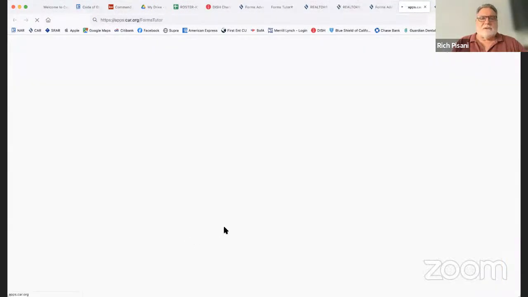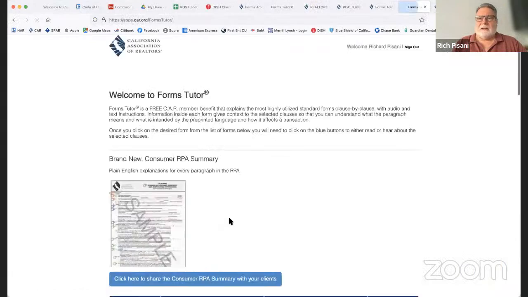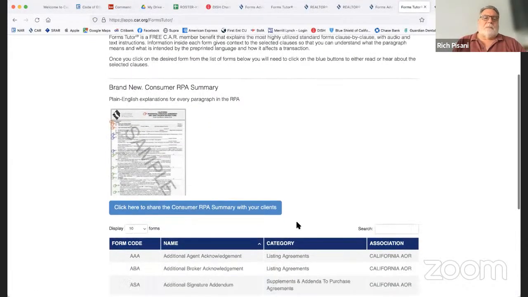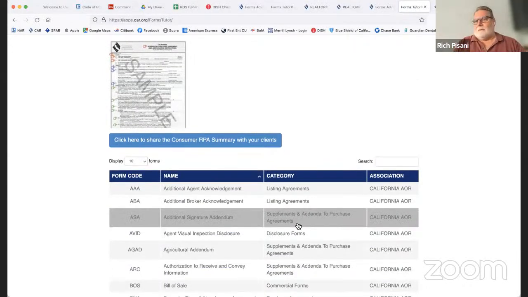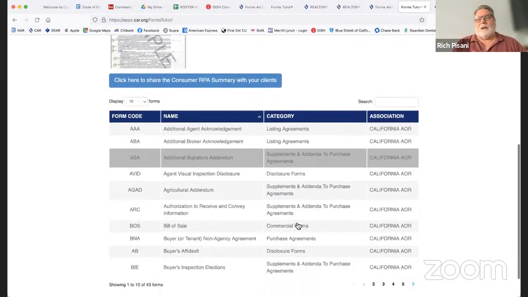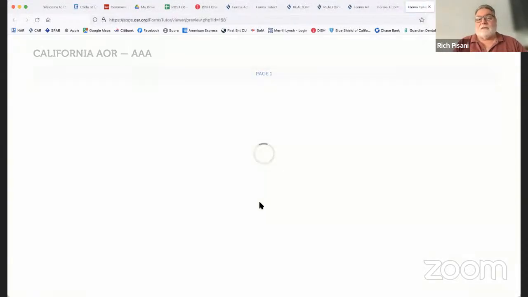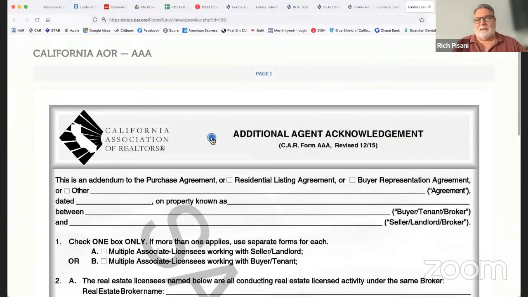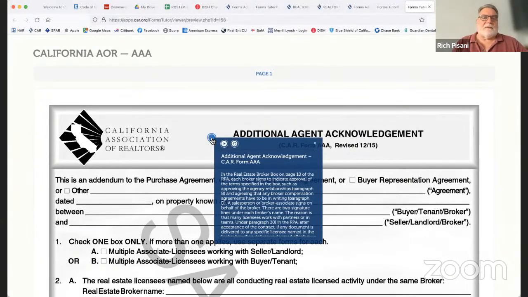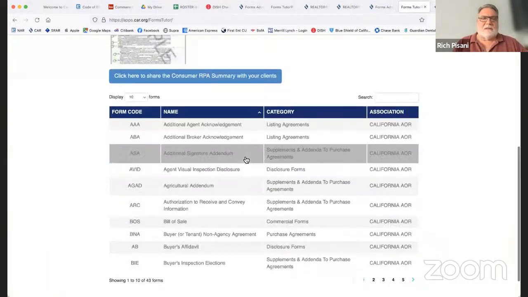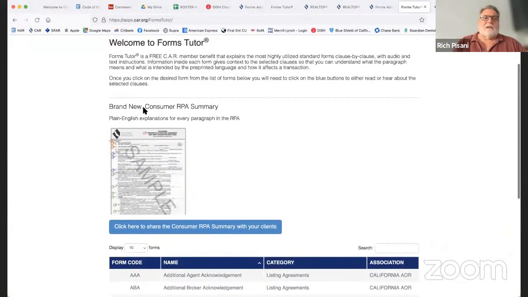So if you go to Forms Tutor, access Forms Tutor, probably going to want my login again. No, it brought me right there. It doesn't have all the forms, but it has some forms. It'll give you a little overview of what the form is, and it has these little blue buttons, and it tells you a little bit about the form. But that's not what I want to show you right now. I want to show you the Consumer RPA Summary.